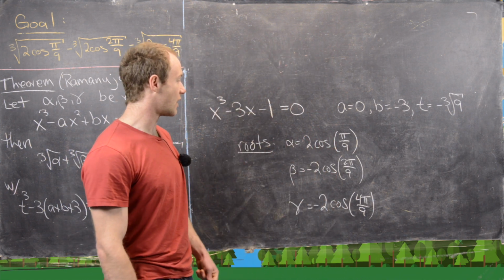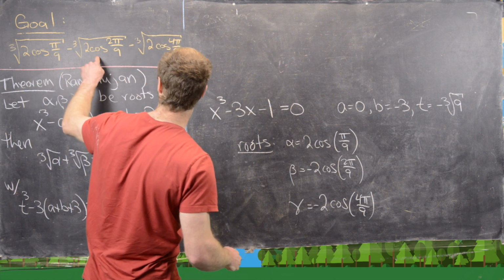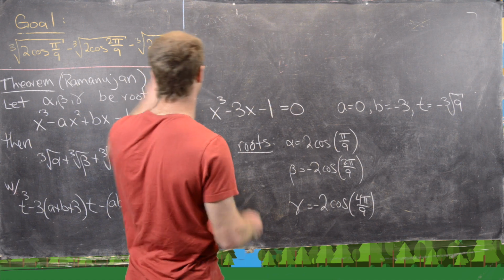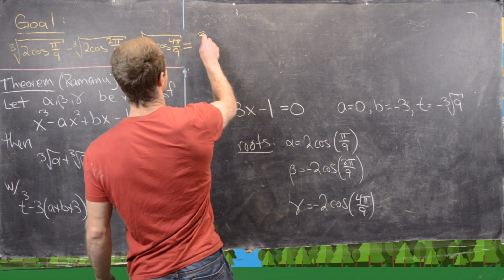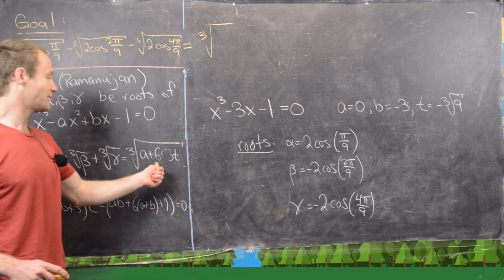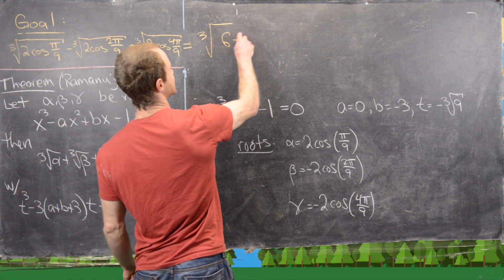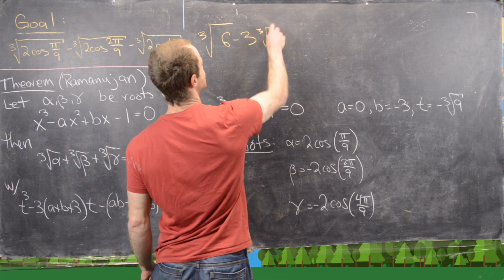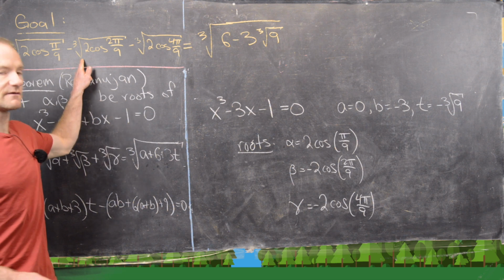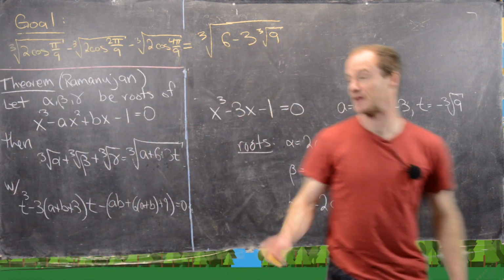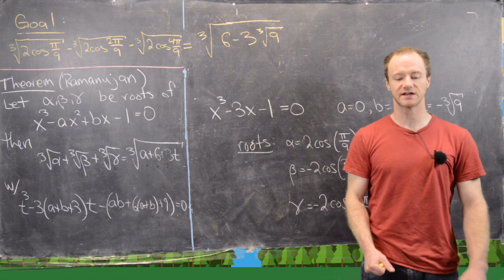So now let's put all of those together. We know that this is the cube root of alpha plus the cube root of beta plus the cube root of gamma. And now applying this, we should get the cube root of a plus 6 plus 3t, but notice that's going to be 6 minus 3 times the cube root of 9. So we're able to put all of these cube root of cosine type things into this one nested radical. Great, and that's a good place to stop.